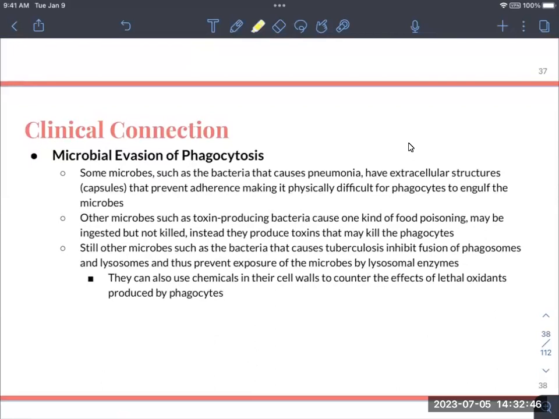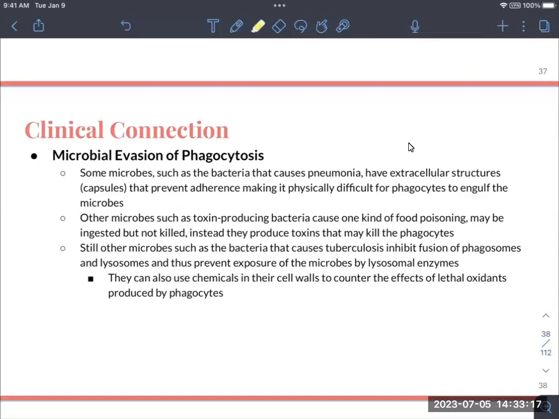Microbial invasion of phagocytosis. Some microbes, like pneumonia, have different structures. They have a specific capsule that wraps around even their cell membrane. So it prevents them from being phagocytized.